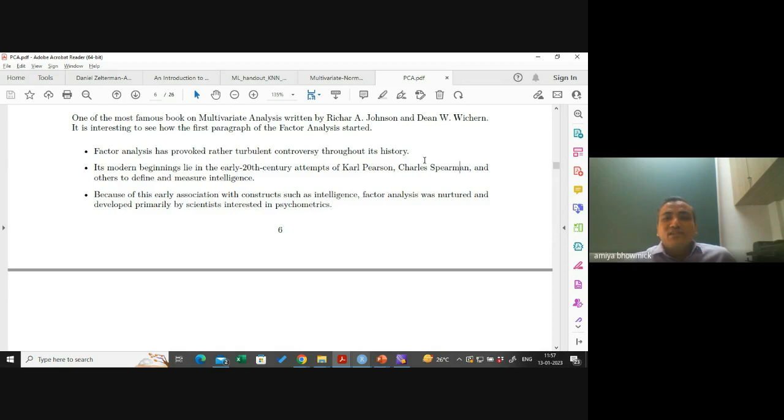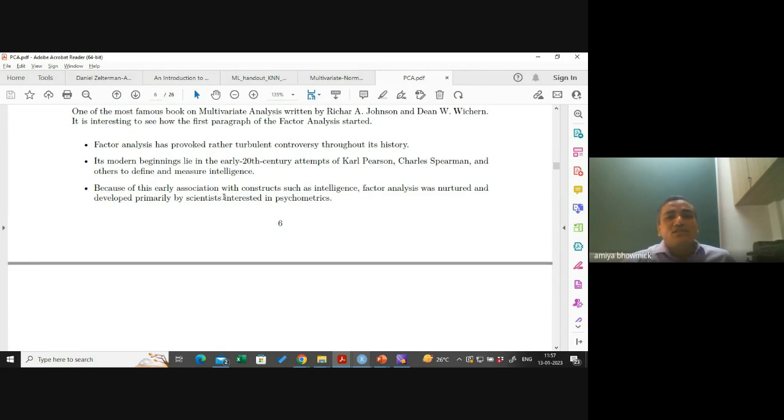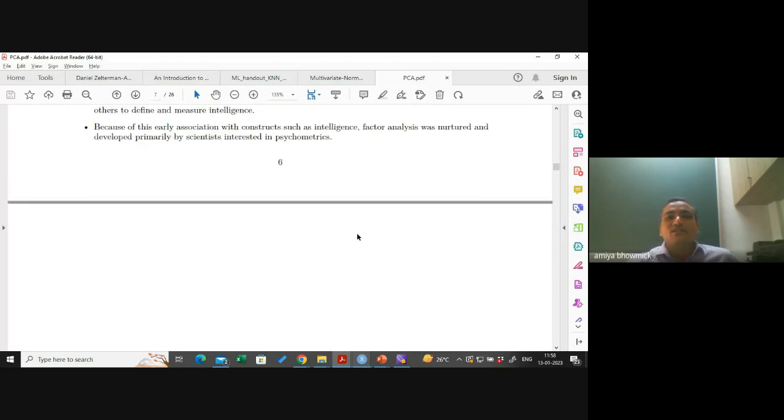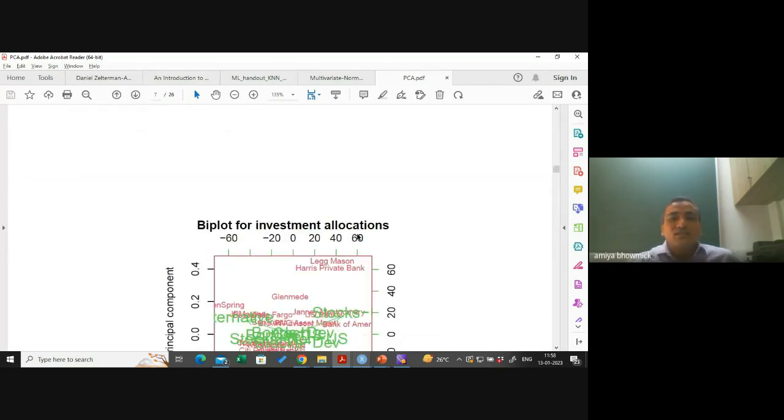So when they actually started working on it, like Karl Pearson, Spearman, these are the big names, you know that in the initial time there was a lot of controversy because they were trying to define that measure of intelligence. So its modern beginnings lie in the 20th century attempts of Karl Pearson, Spearman, and others to define the measure of intelligence. Because of this early association with constructs such as intelligence, factor analysis was nurtured and developed primarily by scientists interested in psychometrics. So the main contribution comes from psychometrics.